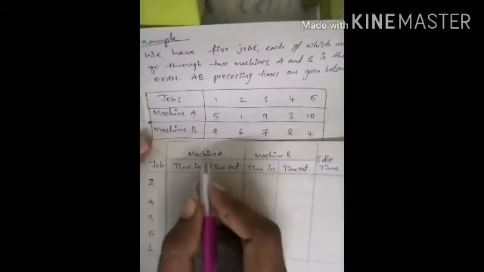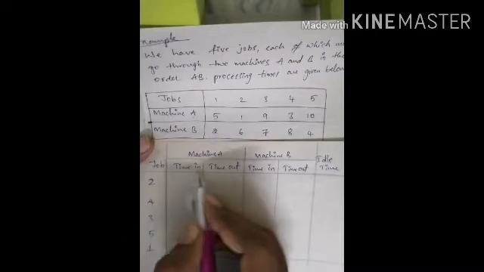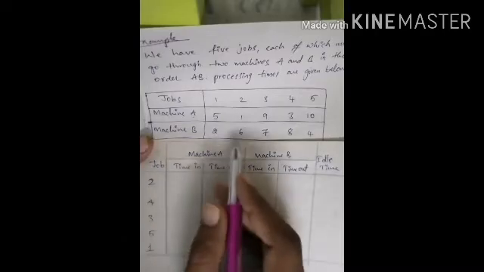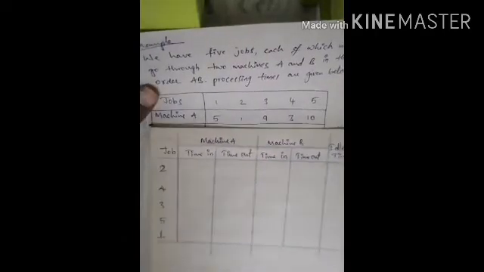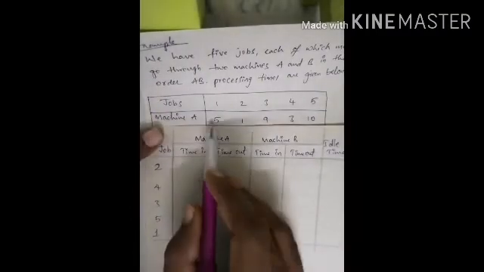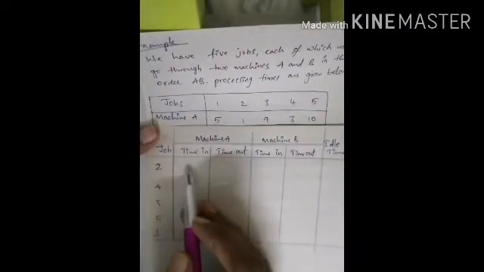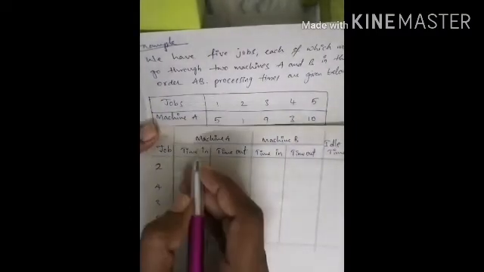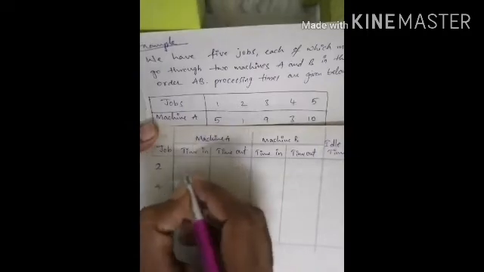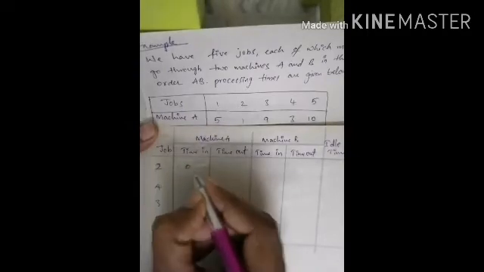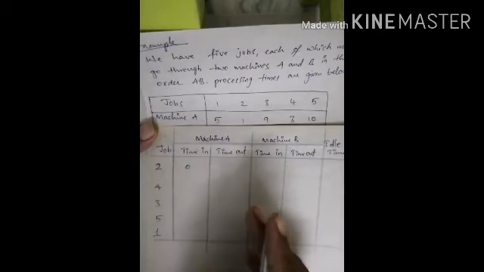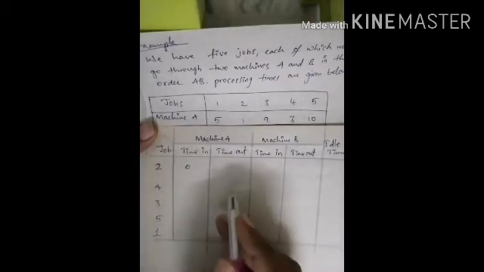Now we need to find the time in, time out, and idle time for the given problem. So first we have to know time in and time out for machine A, right? Machine A processing times are these. Now the initial time for machine A, the first machine, is always 0.